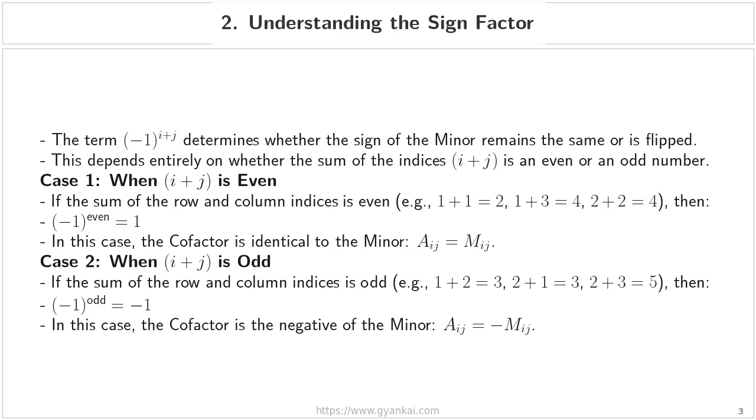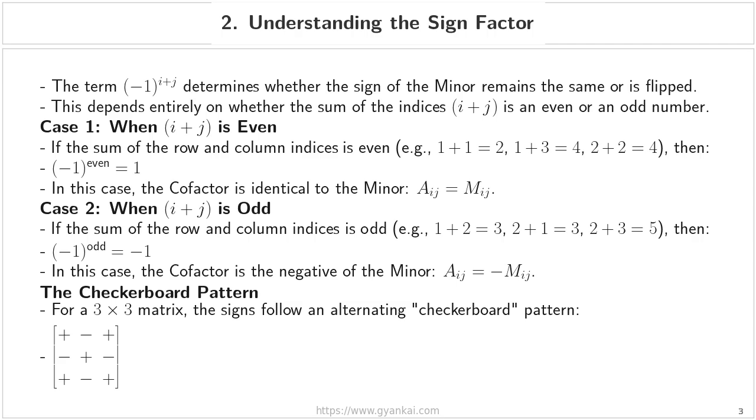Now let's consider case 2, when i plus j is an odd number. If your sum is odd, take 1 plus 2 equals 3, or 2 plus 1 equals 3, or 2 plus 3 equals 5, for instance, then -1 raised to an odd power results in -1. In this scenario, the cofactor becomes the negative of the minor. You are essentially flipping the sign.